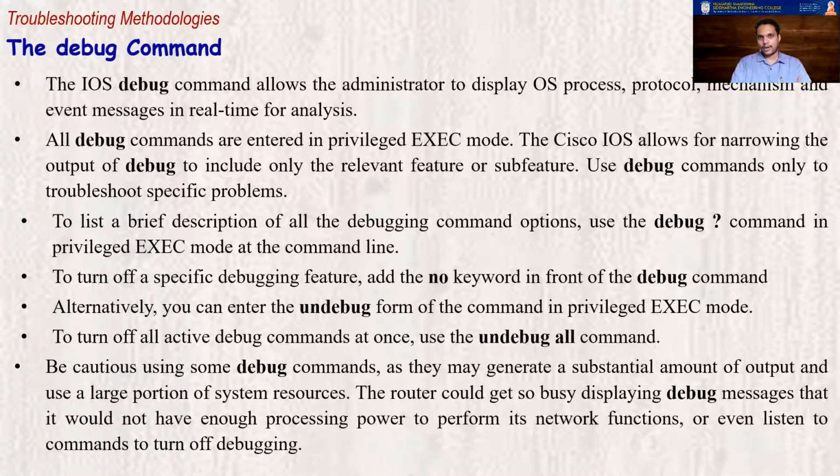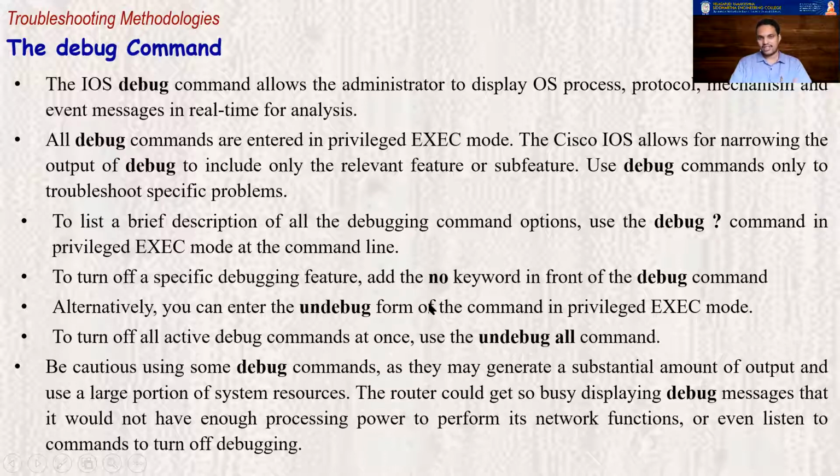The IOS debug command allows the administrator to display the OS process, protocol, mechanism, and all the event messages in real time for analysis, but it gives you a huge amount of information. So to list a brief description of all the debug command options, use a debug command in the privileged executive mode at the command line.